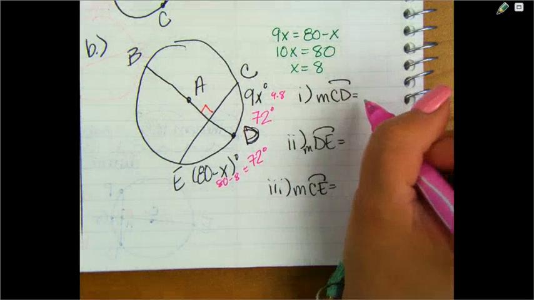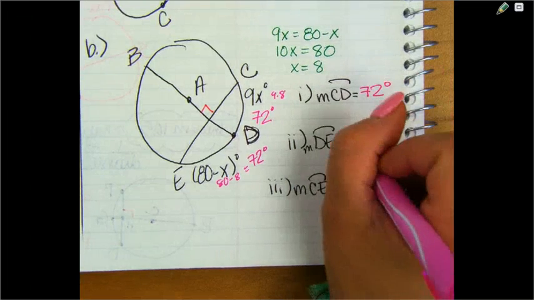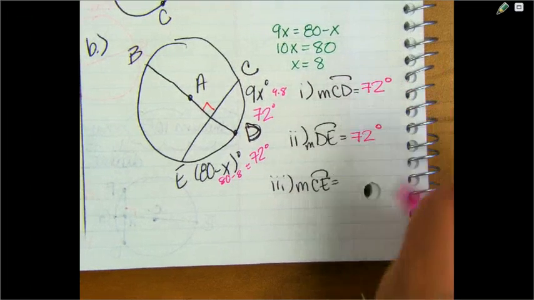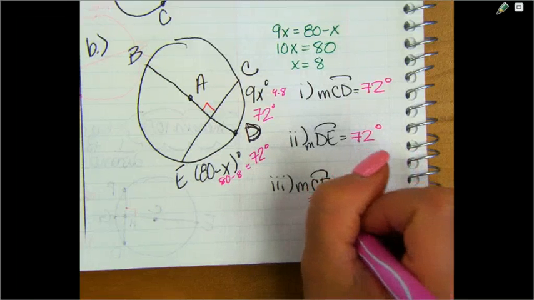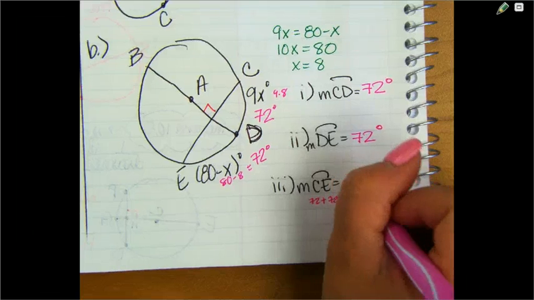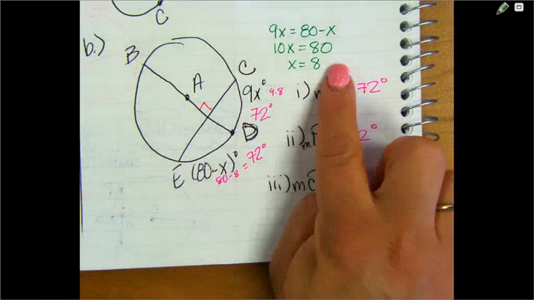What's CD? 72 what? Degrees. What's DE? 72 what? Degrees. What's CE? How'd you get that? 72 plus 72, which is 144 what? Degrees.